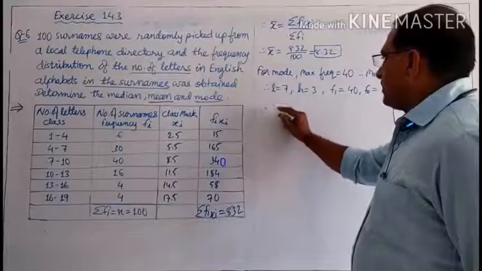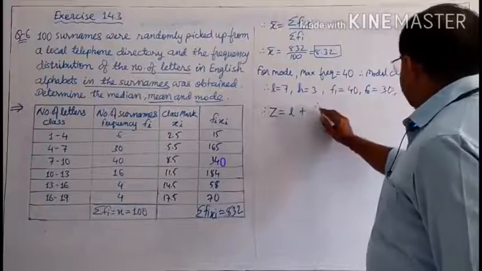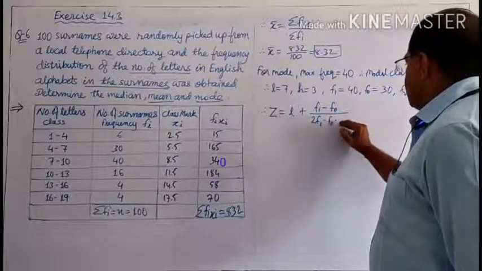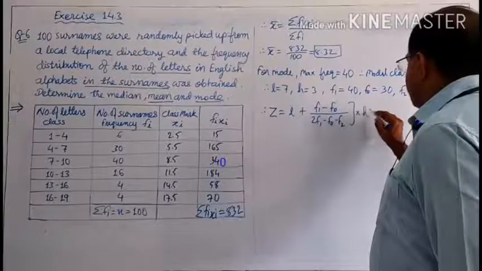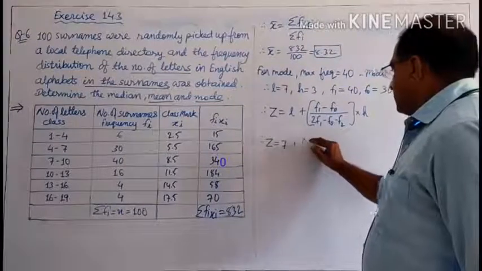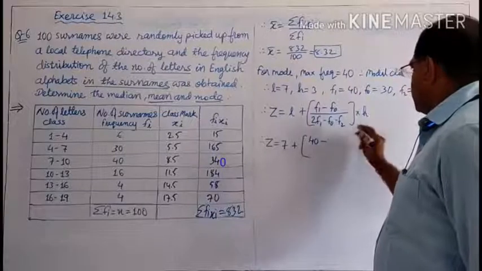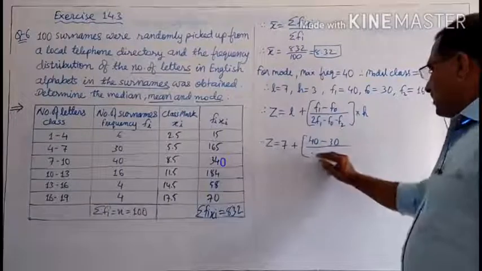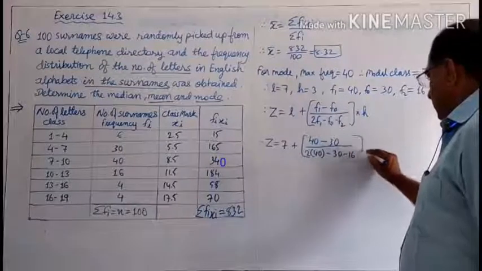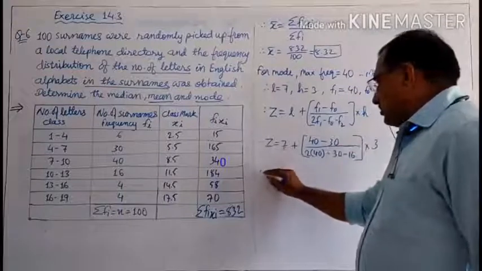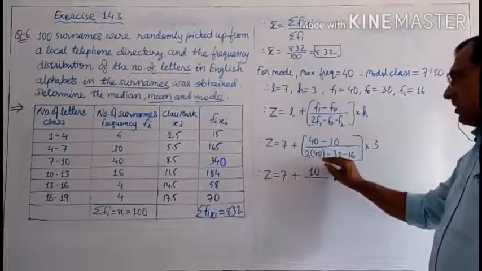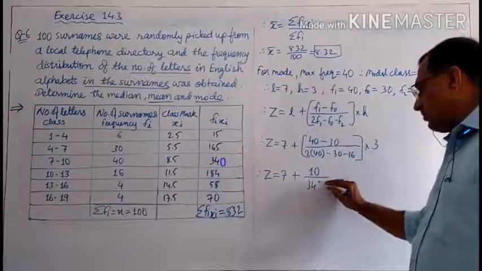Mode is denoted by Z, and that is L plus F1 minus F0 divided by 2 times F1 minus F0 minus F2, multiplied by class width. Therefore mode is equal to the lower limit 7 plus 40 minus F0, that is 30, divided by 2 times 40 minus 30 minus F2, that is 16, multiplied by class width 3. So here mode is equal to 7 plus 40 minus 30, that is 10, divided by 80 minus 30 minus 16, that is 34, multiplied by 3.